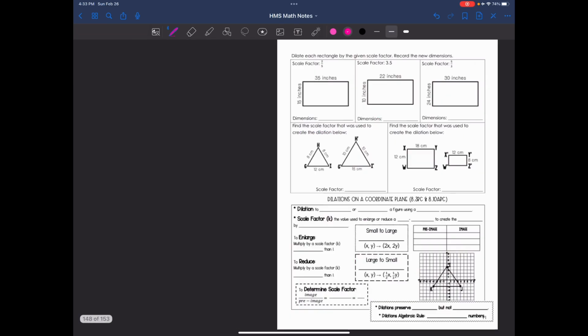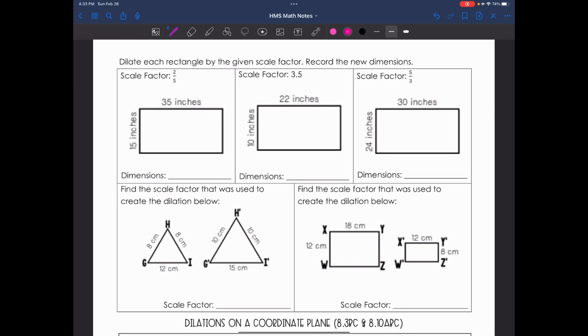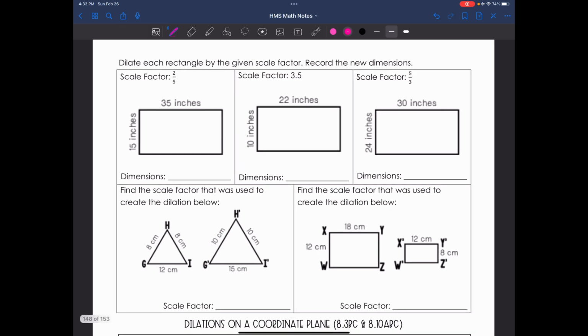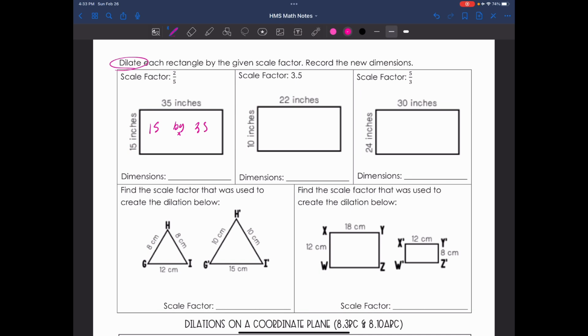Cool. Let's flip the page. Let's keep going. We're sailing. This is easy. All right, here is my rectangle. I am dilating each figure, each rectangle, by the given scale factor, and then recording the new dimensions. So I have a rectangle. This is 15 by 35 currently. 15 by, which is what we do with the multiplication sign, 15 by 35.